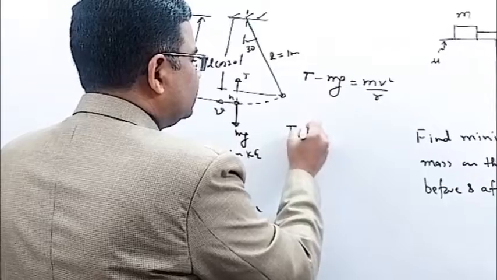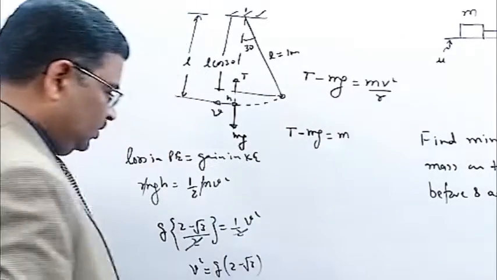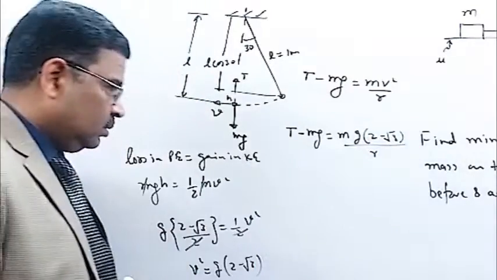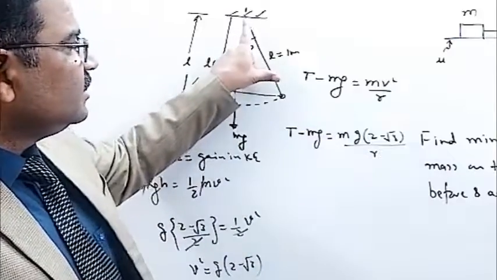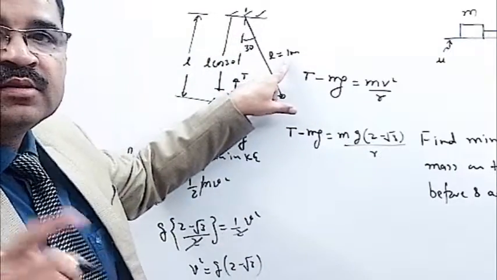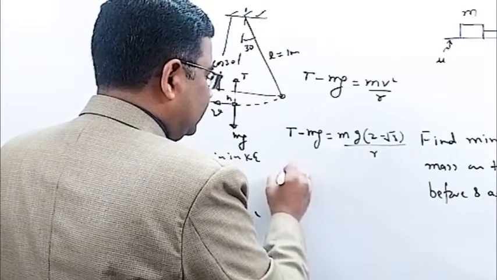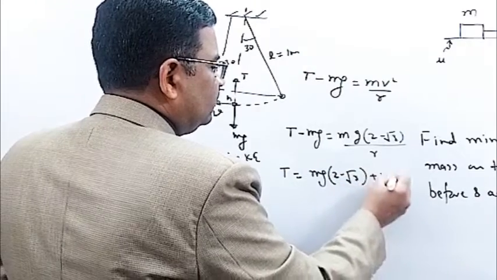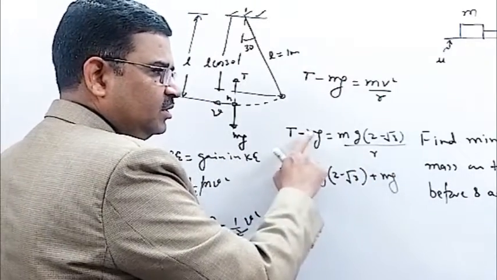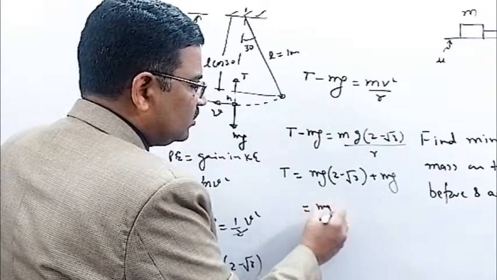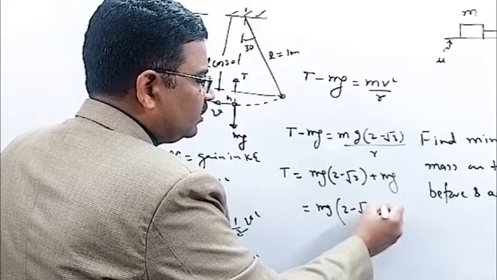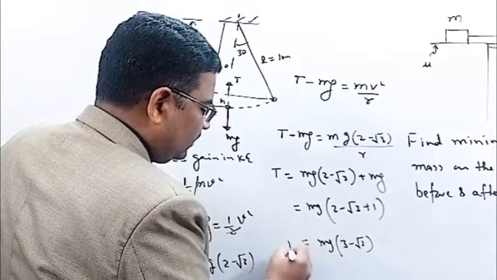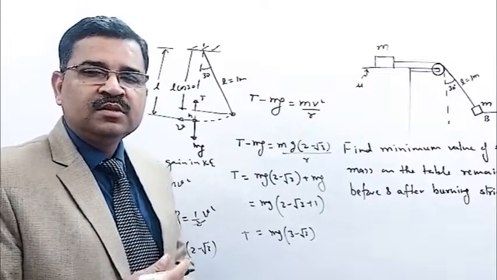Now I will substitute this value of v square here and I will get the tension. So T minus mg is equal to m times g (2 minus root 3) divided by r. And what is r? R is the radius in which this is moving, and this is given as 1 meter. So I get T is equal to mg (2 minus root 3) plus mg, because the radius is 1 meter and this mg is taken to the right side. So T is mg times (2 minus root 3 plus 1), and ultimately I get mg (3 minus root 3). This is the value of tension when the mass reaches the lowest point.